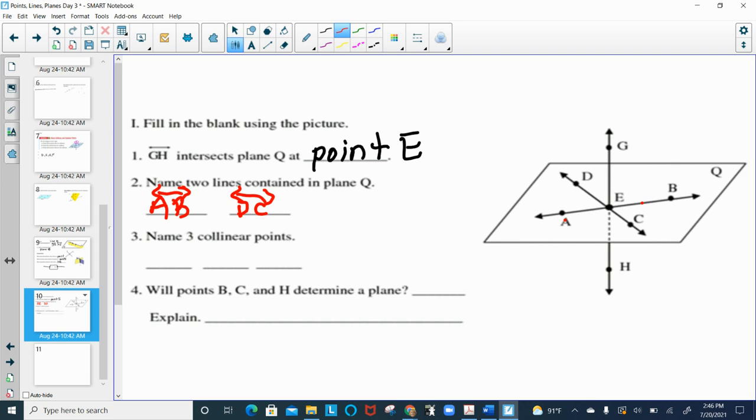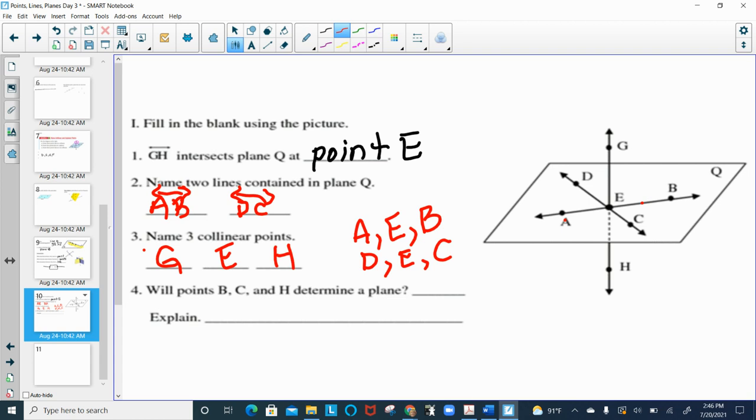So now we have to name number 3 collinear points. So these are points that lie along the same line. You can draw one line through them. And I think you have 3 different choices of answers. If you look at the vertical line, you have a G, an E, and an H. If you look at this line, you have an A, an E, and a B. And if you look at this third line, you have a D, an E, and a C. So I listed those all out because there's more than one right answer.